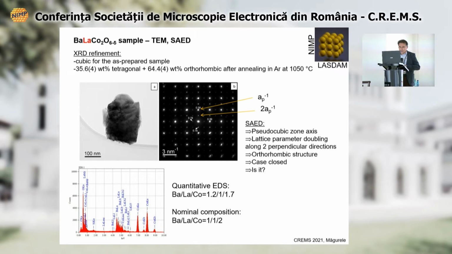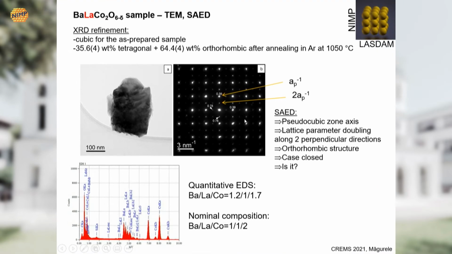This is how an electron diffraction pattern looks. The electron diffraction generated from this grain looks like this. The grain has been tilted in order to obtain a zone axis orientation, and here we are oriented along a pseudo-cubical zone axis. What can we see in this diffractogram? We have strong spots and faint or weak spots.